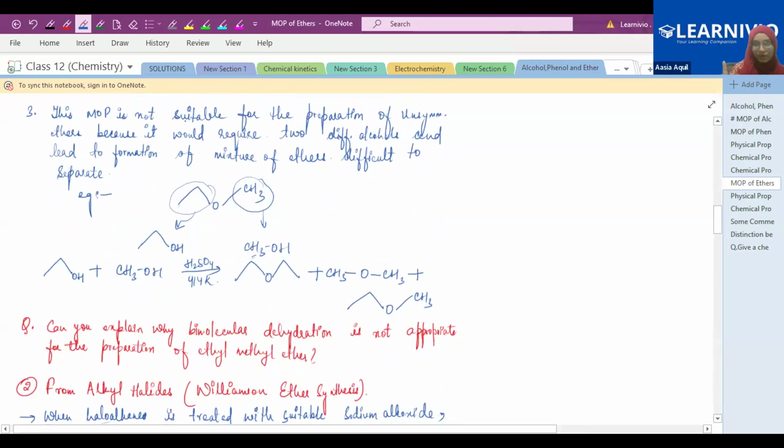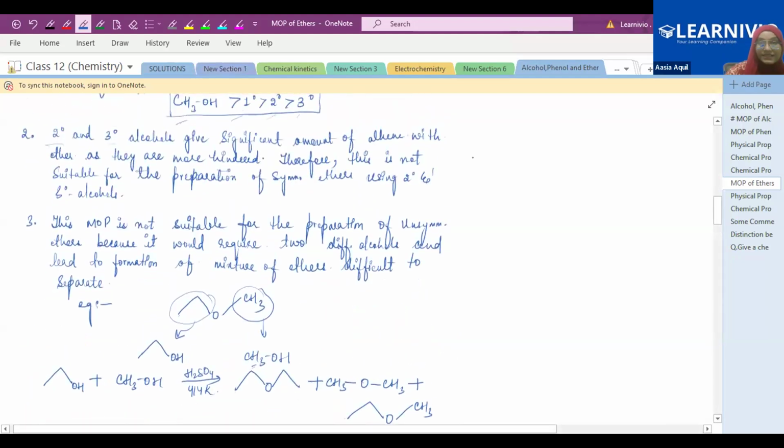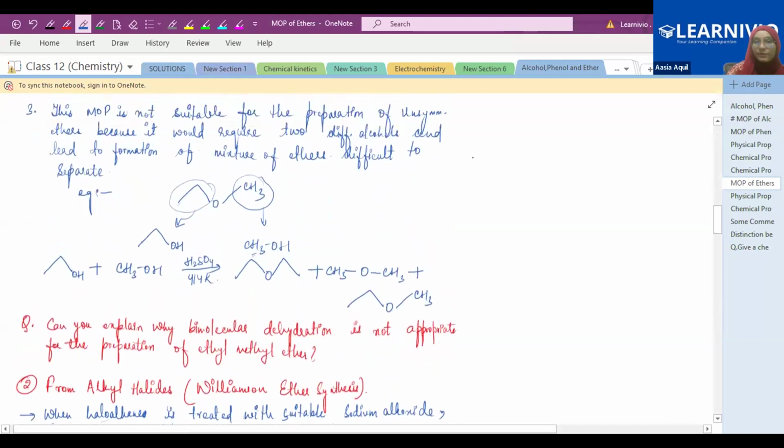Yes. Next thing, this method of preparation is not suitable for the preparation of unsymmetrical ethers also. Why? Because it would require two different alcohols. Because here starting में हमने क्या देखा था, when you are preparing, it will give you the symmetrical type of ether. But what about when you have to prepare the unsymmetrical type of ether? So this method is not suitable. This dehydration of alcohol is not suitable for the preparation of unsymmetrical ether. Why is it not suitable?